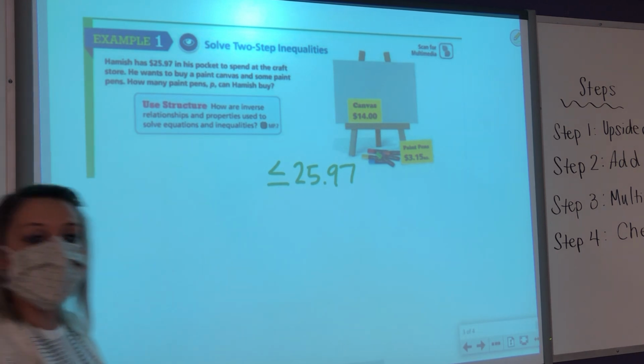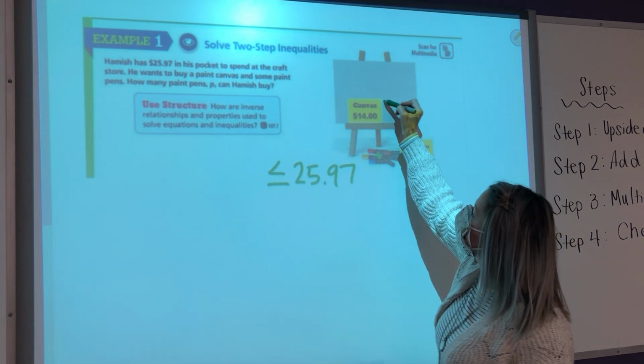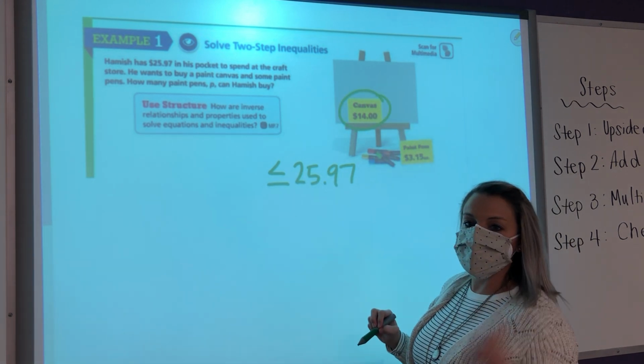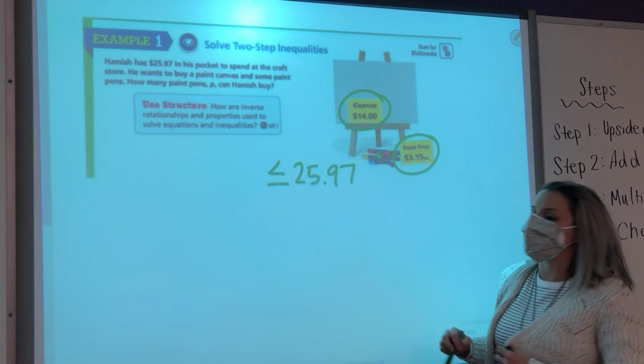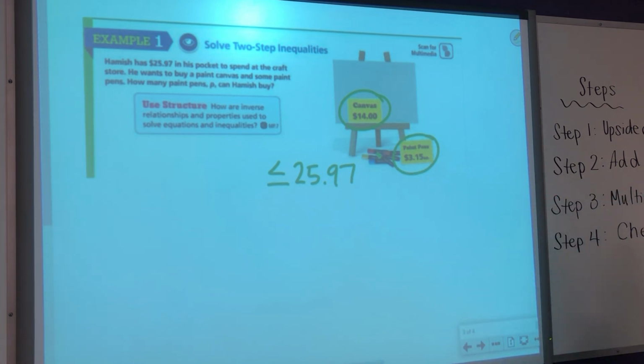Now some other information we have for the problem. A canvas, he wants to buy one of those, is $14. And the paint pens are $3.15 each. Do we know how many paint pens we can buy? No. But how are we going to figure out the total just for the paint pen? By dividing. Subtracting 14. No, multiplication. Okay, so I heard subtraction, division, and multiplication.